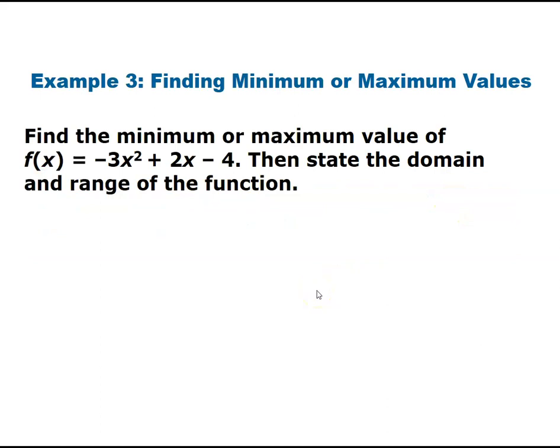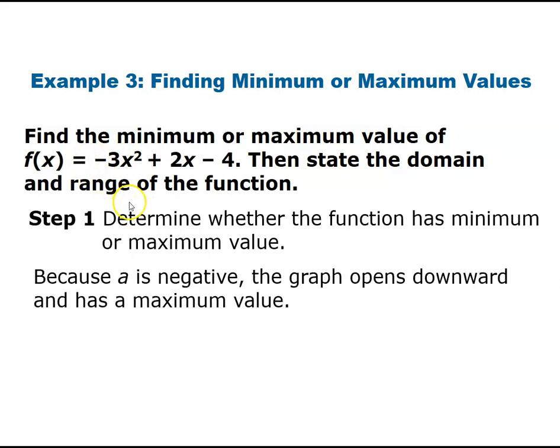Find the minimum or maximum value of the function f of x equals negative 3x squared plus 2x minus 4. Then state the domain and range of the function. From here, it will open downward. It's negative, right? So a is negative, the graph opens downward.